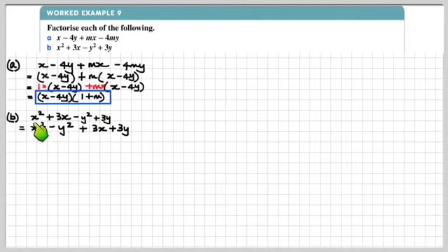If you rewrite this, you will get x squared minus y squared plus 3x plus 3y. Now, look at this. Difference of two squares, yes. So that'll be x minus y times x plus y. And you can take 3 out of here so that you get 3 into x plus y. And there'll be a common term of x plus y to take out.